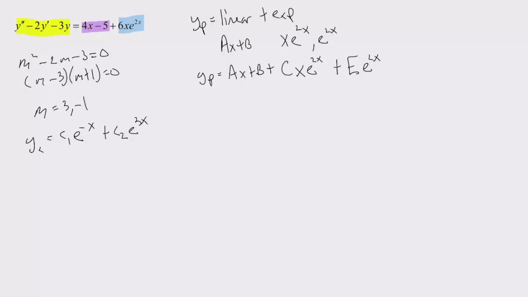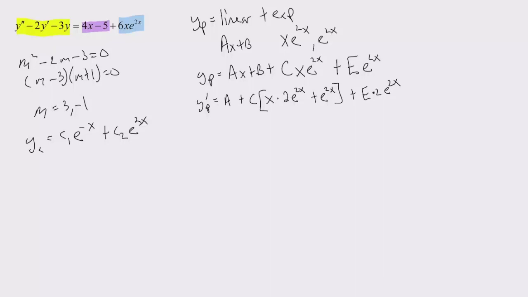Okay, so then I need to find my first derivative. So that's just a plus c, and since we're doing product rule for that, that's going to be x times 2 e to the 2x plus e to the 2x, plus e times 2 e to the 2x. Well, isn't that lovely? Okay.